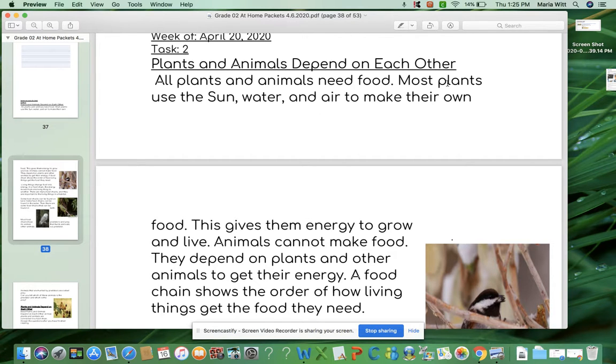All plants and animals need food. Most plants use sun, water, and air to make their own food. This gives them energy. So think about that. What gives plants energy to grow? Work on that in your slides. You're going to work on answering those questions in your slides.